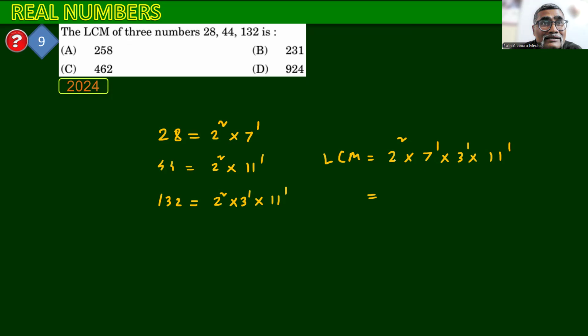This is 2 square, which is 4. 4 times 21 is 84, so it is 84 into 11. Actually, from here, if you're wise, you can easily identify this is the answer. Why? Because if you multiply 80 by 11, it will be 880. So the answer will obviously be more than that. Had there been two different answers closer to 900 something, then you would have needed to verify. But still, you verify this, you will really get this answer only. 11 into 4 is 44, then 88 plus 44 is 924, right? So your answer is D.